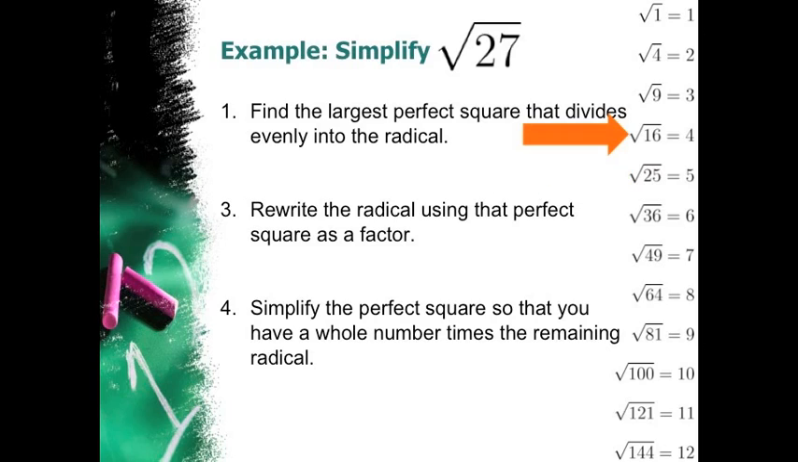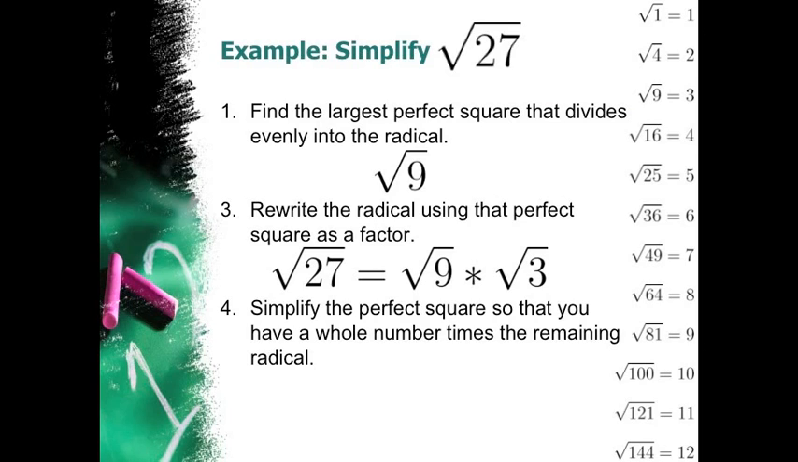Does that fit evenly? No. How about the square root of 16? No. But the square root of 9 will fit evenly into 27. In fact, the square root of 9 times 3 equals 27.